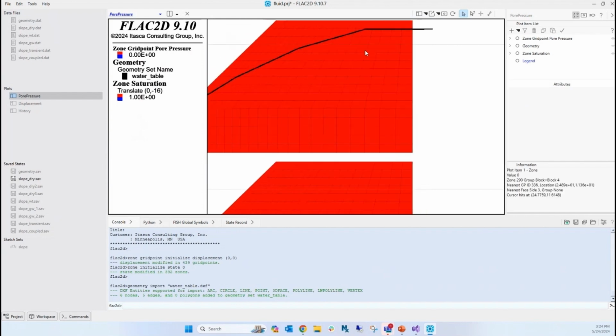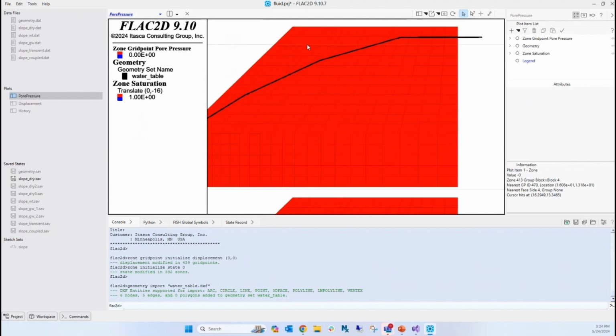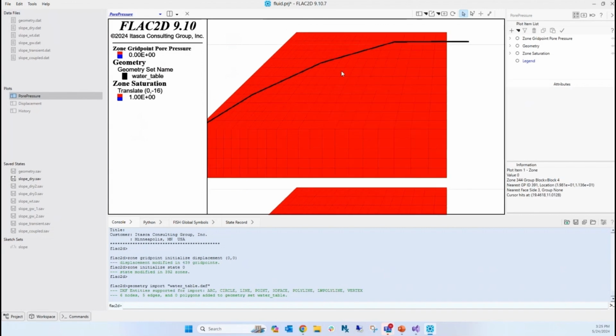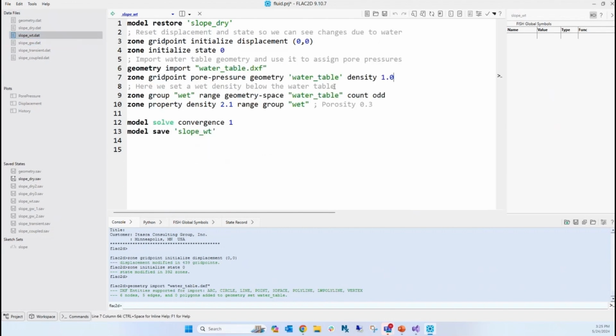I say range geometry space, and what it will do is for every zone, it will project a ray upwards by default and count how many times that ray intersects the geometry. For all of these zones that are below this geometry, when I cast a ray upwards, it will intersect the geometry 1 time. For all of these zones above the geometry, I cast a ray upwards, and it intersects the geometry 0 times. So in order to identify all of these zones that are below the geometry, I say range geometry space count odd. I could have said count 1, but you can imagine a case where you might have a twisty-turny water table, and it turns out that if you're below that water table, it will always intersect an odd number of times. And if you're not below the water table, it would intersect an even number of times. So just to be safe, you can say range geometry space count odd.